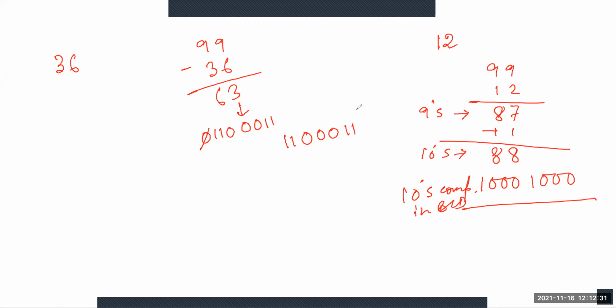this 12. Suppose here I am giving you 46. So tell me what is the tens complement of this BCD number, that is 46.